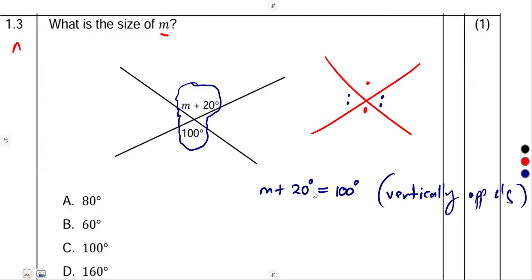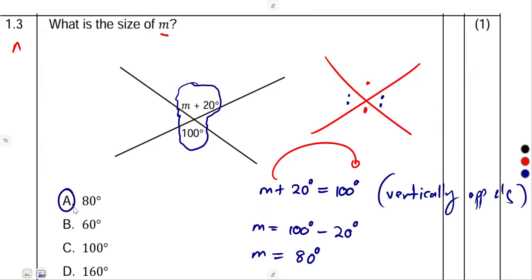So let us solve for M. Take this to the other side. That's going to be a negative. So M is 100 minus 20; the moment it jumps the equal sign, remember, it changes the sign. So M is going to be 80 degrees. All right, 100 minus 20, which is 80 degrees. The best answer was A.